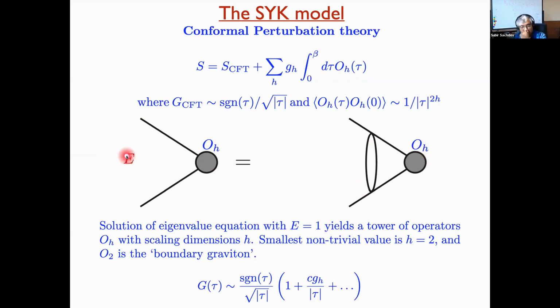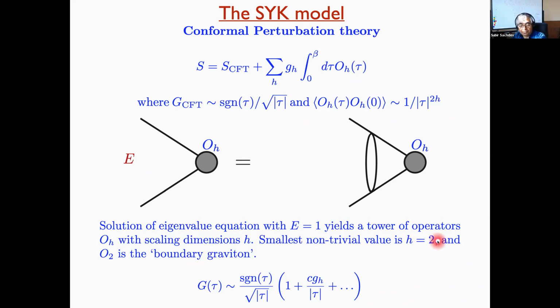E equals 1. So when you do this, you find that you get, this was done by, I think, Kitaev and, what's his name, Vladimir Rosenhaus first. You get an infinite tower of states, lots of values of H, which are actually irrational, except for the lowest one. And the lowest one is H equals 2. And this will turn out to be the analog of the stress energy tensor here, which is sometimes called the boundary graviton for good reason.